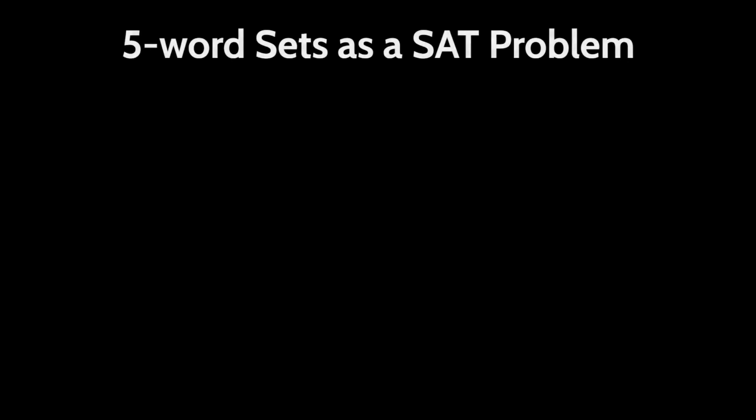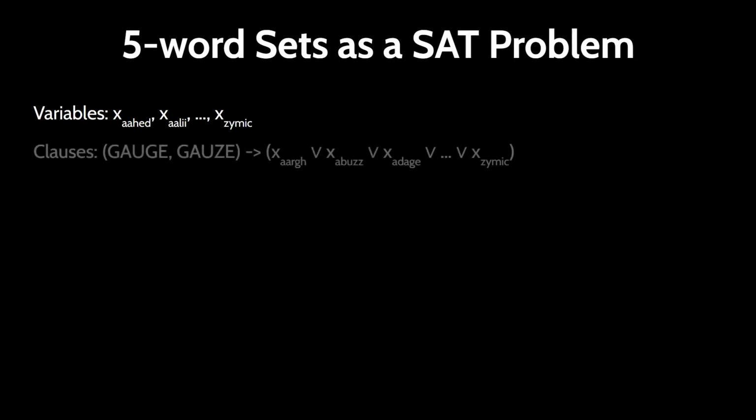The first is the simplest. We simply have a variable for each word, which is true if that word is included in the 5-word set. We need 3 types of clauses to ensure that a satisfying assignment corresponds to a perfect 5-word set. Firstly, we must distinguish every difficult pair. There is a clause for each difficult pair, containing all variables corresponding to words that can distinguish that pair.